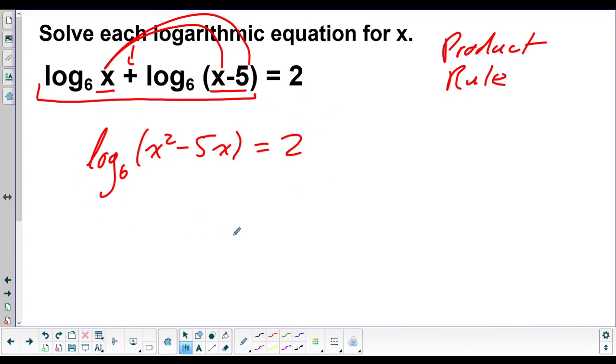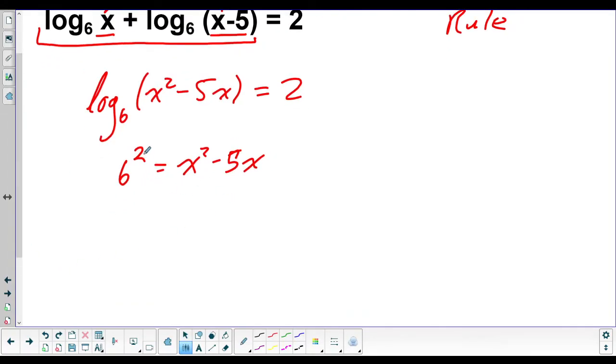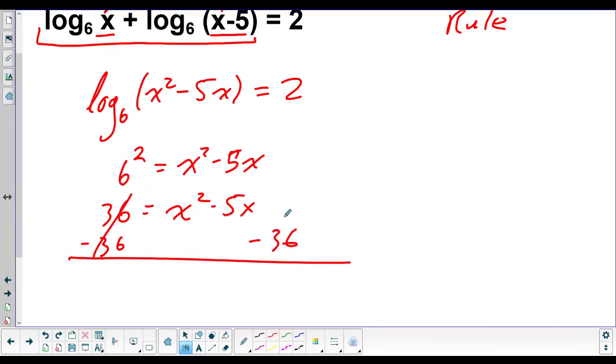Now we rewrite this in exponential form. So our base is 6, the exponent of that is 2, equals x squared minus 5x. 6 squared is 36. We have x squared minus 5x over here. Because we have an x squared, what we need to do is set this equal to 0. So we're going to move the 36 over here. It doesn't have a like term because these have x's and this doesn't. So they can't combine. So here we have 0 equals x squared minus 5x minus 36.